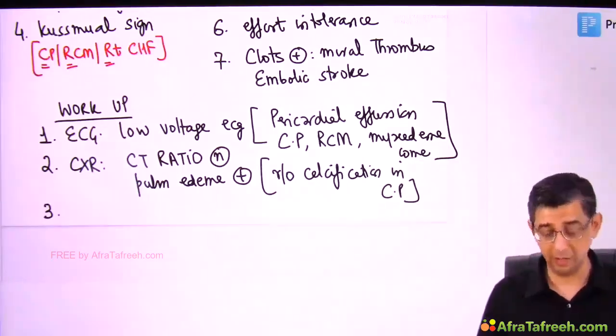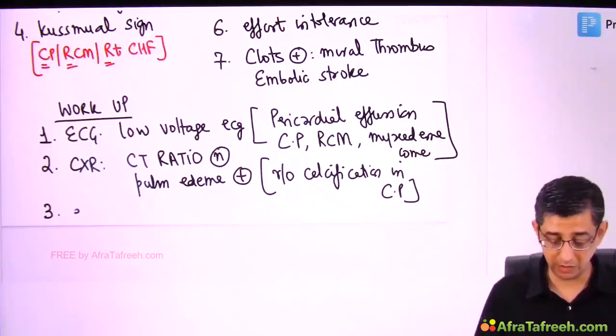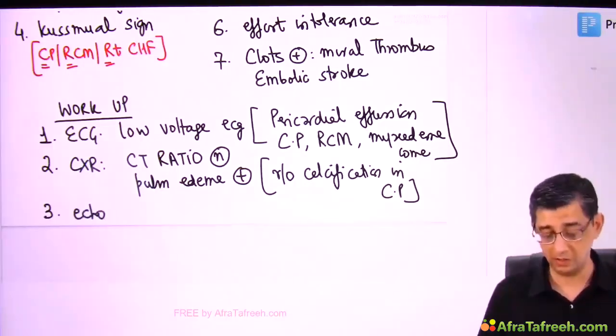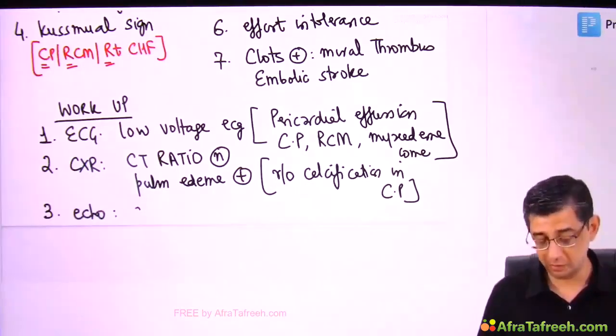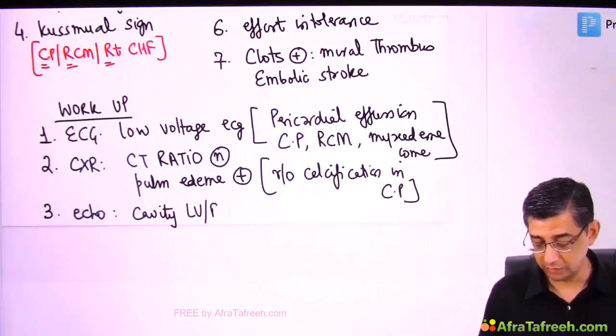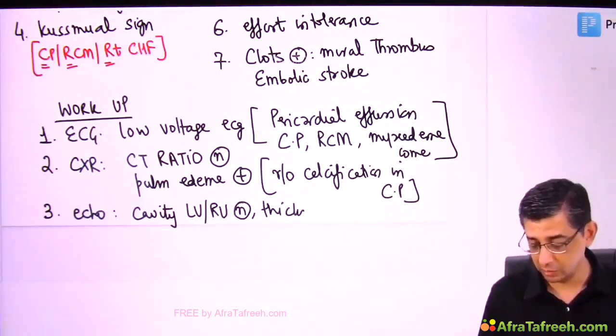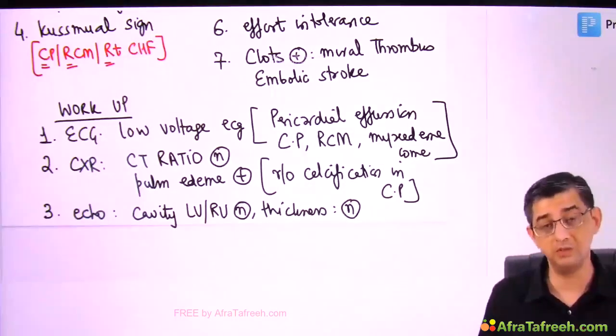The next thing to be done for this guy is the investigation of choice, that is transthoracic echocardiography, along with Doppler which will also be switched on. Now, when you do echocardiography in this patient, one thing you will always notice is that the cavity of the left and the right ventricle will be of normal size. The thickness of the muscles will also be normal. So first and foremost for diagnosis, you need to demonstrate normal size ventricles.